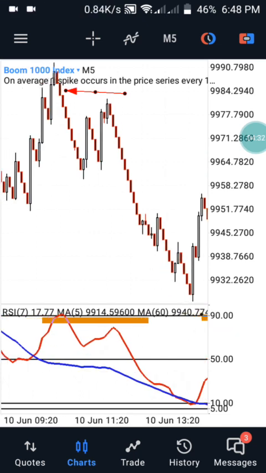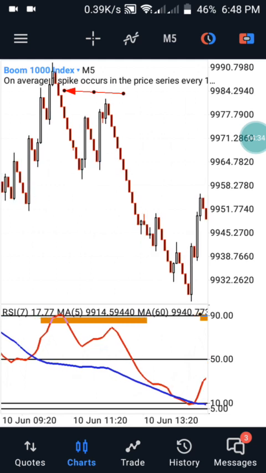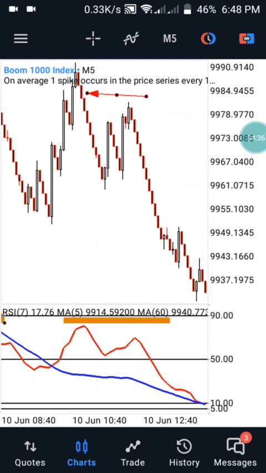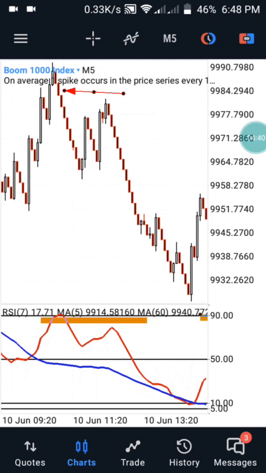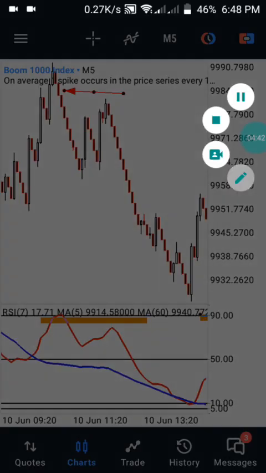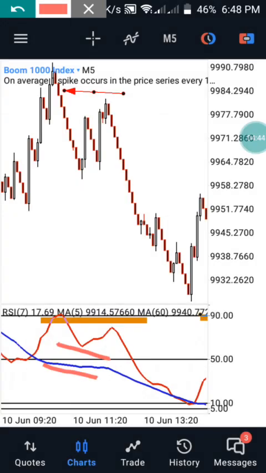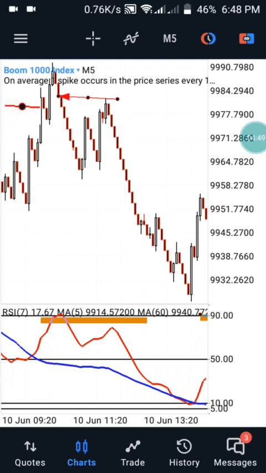But as the market is moving, you will discover that this particular blue 9 is also adjusting itself. You see, it's coming down, but at the beginning of that chart, you will see that this particular blue 9 is in between this 50 to 90 level, and that's why you are safe to take this particular trade.